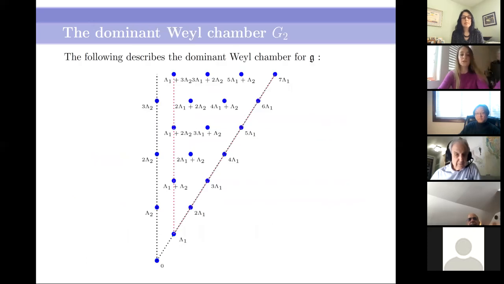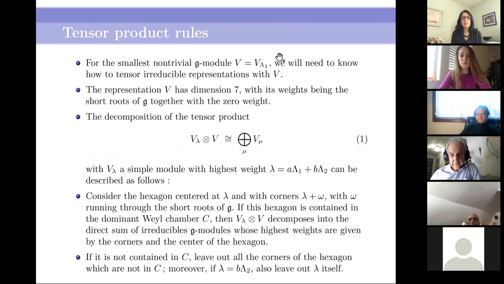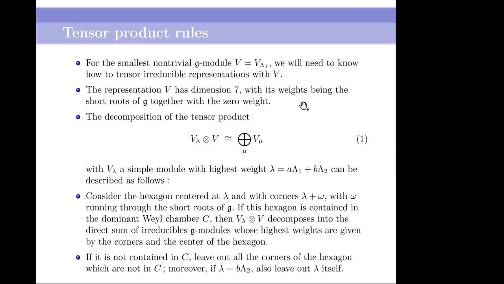The following describes the dominant Weyl chamber for this Lie algebra, and I will explain why I have the red line in the next slide. These are all the dominant weights arranged in the lattice. For the smallest non-trivial module, the 7-dimensional representation, we will need to know how to tensor an irreducible representation with V. If V is the 7-dimensional one, the weights of this representation are the short roots of the Lie algebra together with the 0 weight.